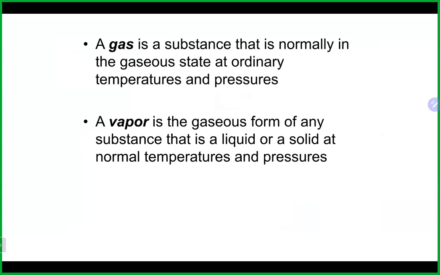Now, it is important to talk about the distinction between a gas and a vapor. A gas is a substance that under normal conditions will be found in the gas phase. A vapor, on the other hand, is a substance that normally is found in the liquid phase or solid phase, but can be converted into a gas. Again, water is a prime example of that.